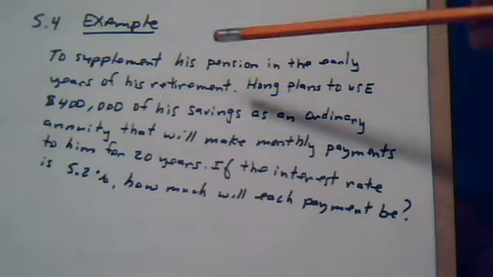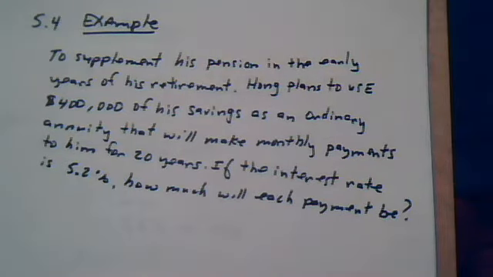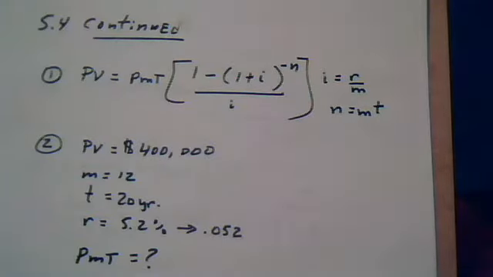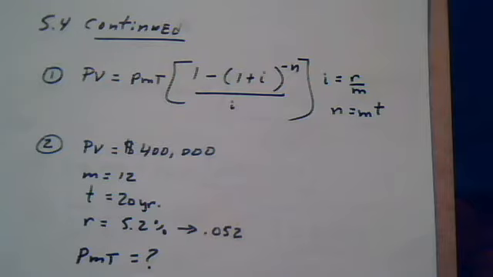Another example, to supplement his pension in the early years of his retirement, Hong plans to use $400,000 of his savings as an ordinary annuity that would make monthly payments to him for 20 years. If the interest rate is 5.2%, how much will each payment be? So the very first thing is to pick the correct formula. There's a lot of formulas out there. We have to pick the correct formula.